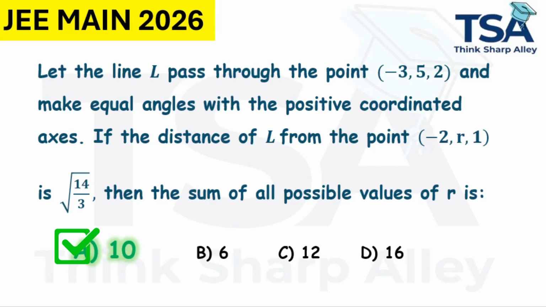By slicing out the line equation entirely and attacking this with pure vector shadows, we saved massive calculation time and protected ourselves from silly algebraic mistakes.